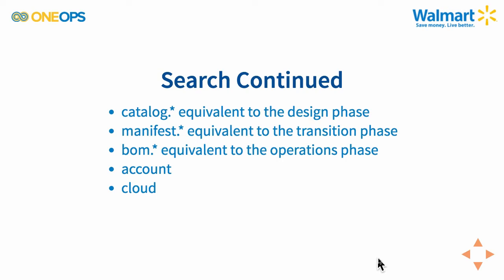In terms of the filters, catalog.anything is equivalent to any entities within the design phase. So if you're looking for something specific in the design phase, you can use that. In a similar fashion, manifest.star is equivalent to anything in the transition phase, and bom.star is in the operation phase. There are also account and cloud related entities, but in general, all of those are actually completed as a kind of command line completion within the input fields.